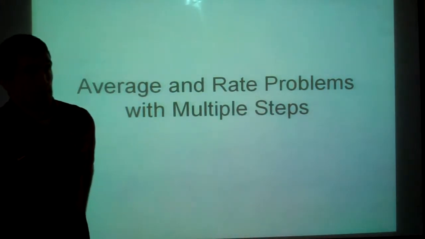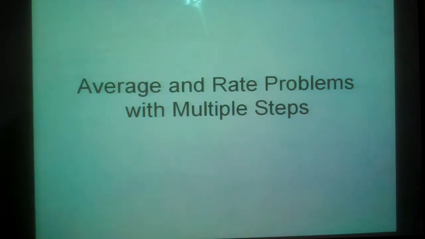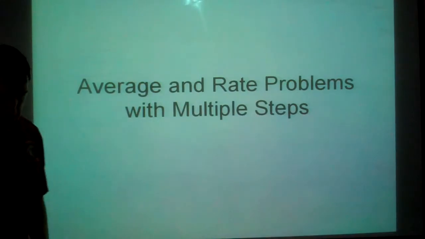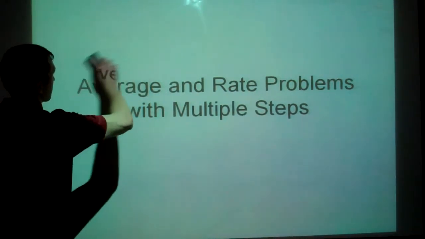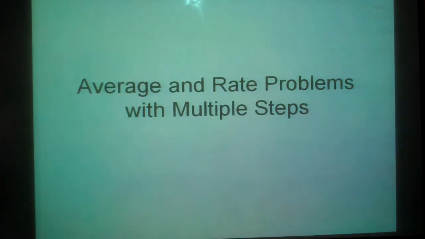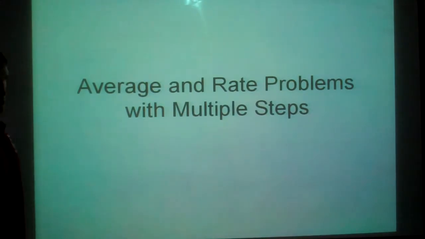Okay, this is lesson 55 for 7th grade, and today we're going to talk about some average and rate problems with multiple steps. Basically, the way that we're going to think about it today is we're going to take a look at mostly average and kind of think about it backwards. So it's going to be a little weird.